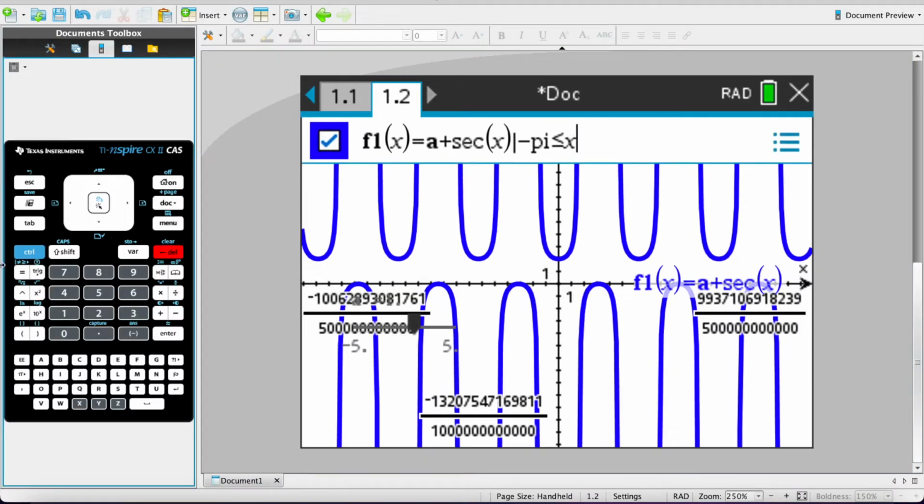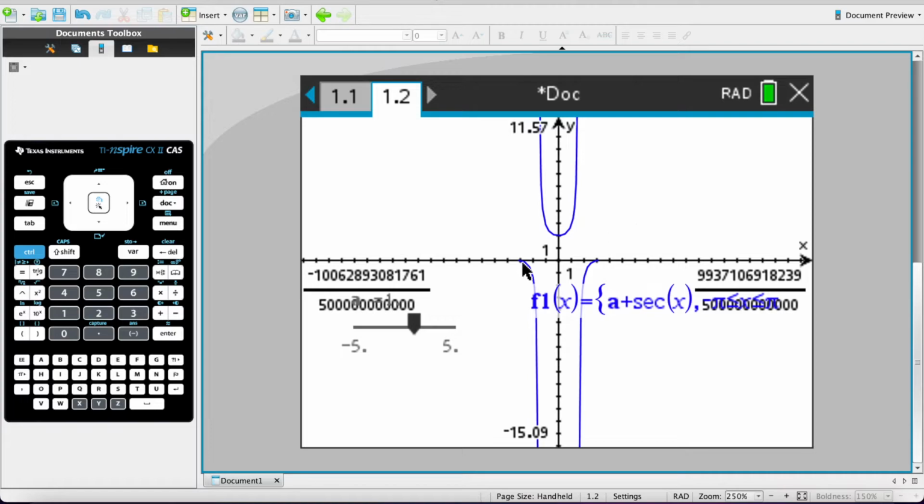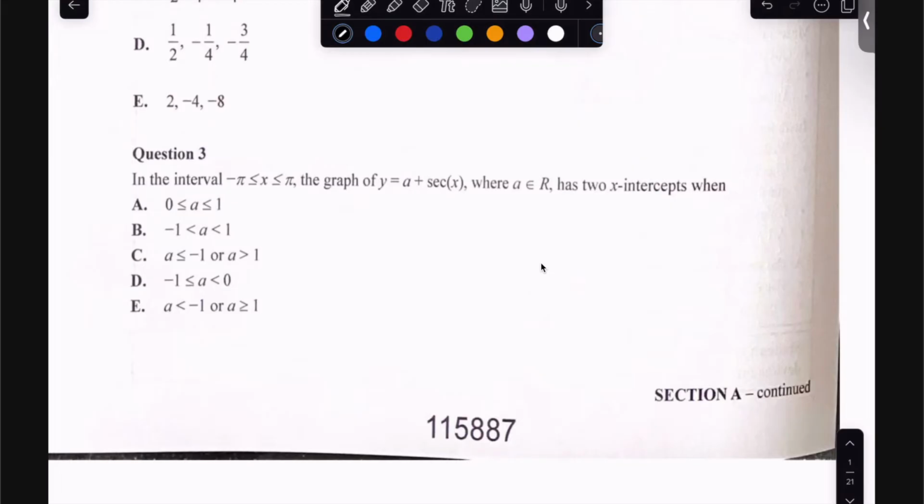Oops. Okay, so these are our two. Now just test your answer option. So it already has two x-intercepts when a is 0, so 0 should be in one of the answers. So you can eliminate E, because there's no 0. Here there's no 0. Here there's no 0. So it's already between A and B.